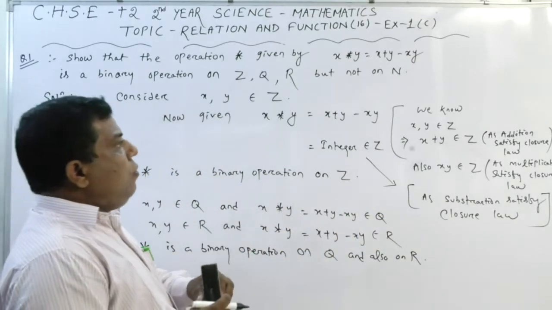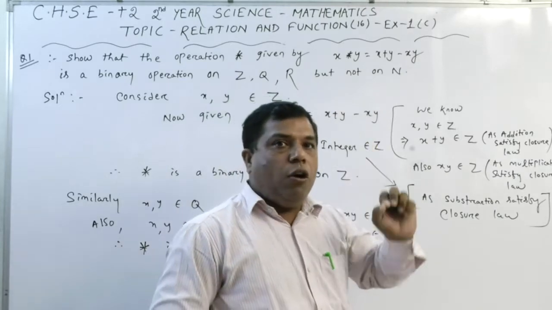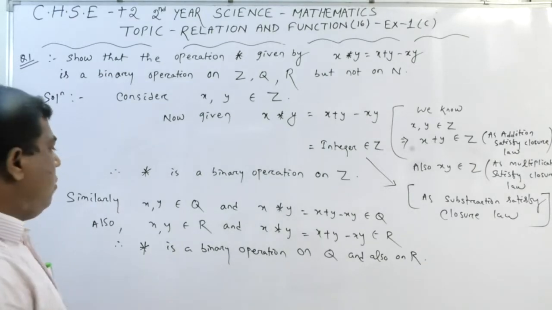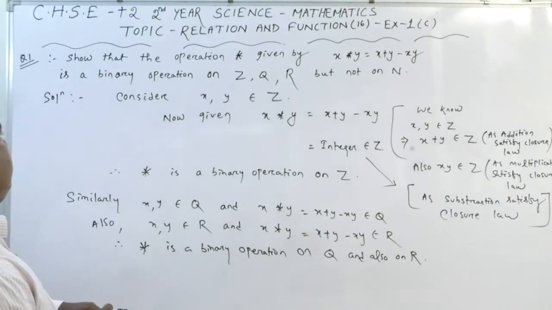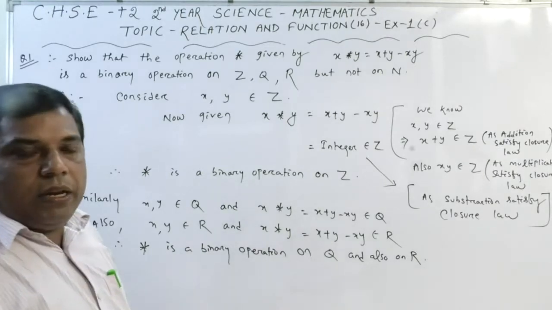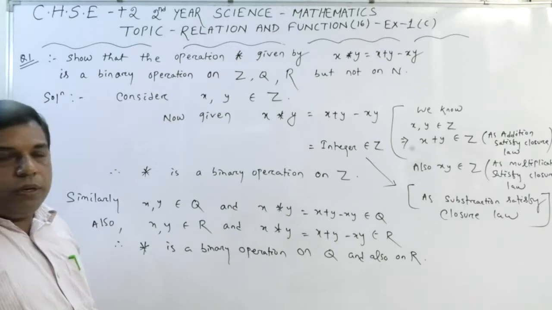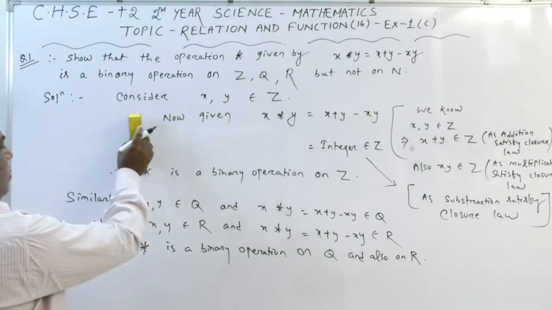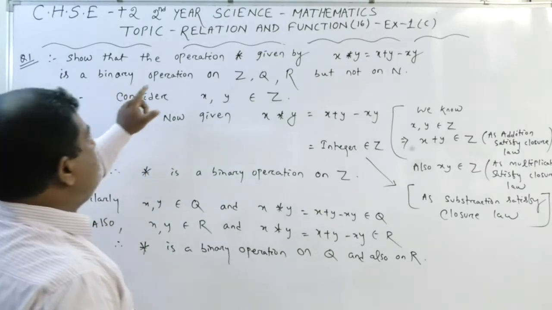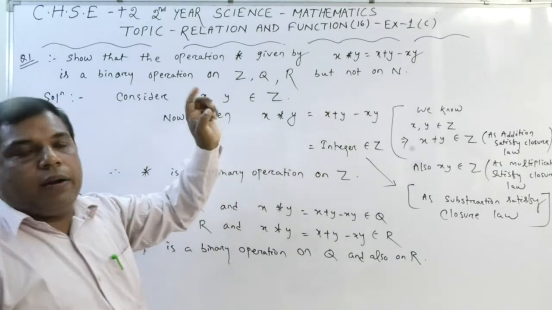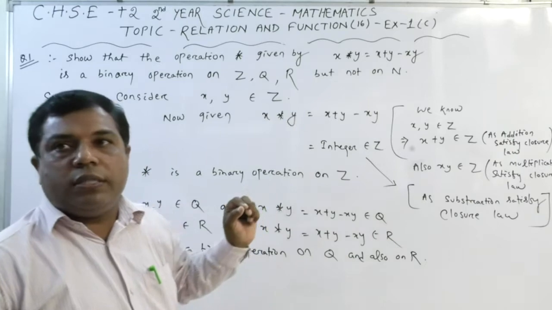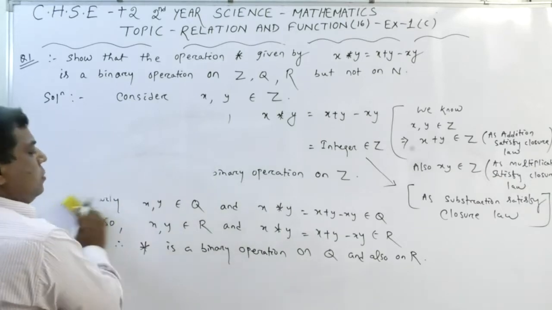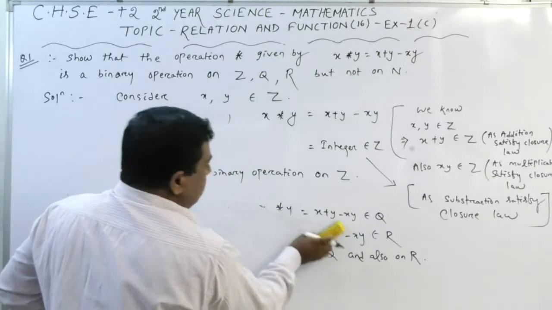But now we will move to why it is not a binary operation on N. That is very important. The main thing is why it is not binary. I am going to show why it is not a binary operation on the set of natural numbers. So I am cleaning the board and I will show it again for you. This is up to the binary operation on Z, Q and R. Now, why is it not a binary operation on the set of natural numbers? Please make a note of those things.